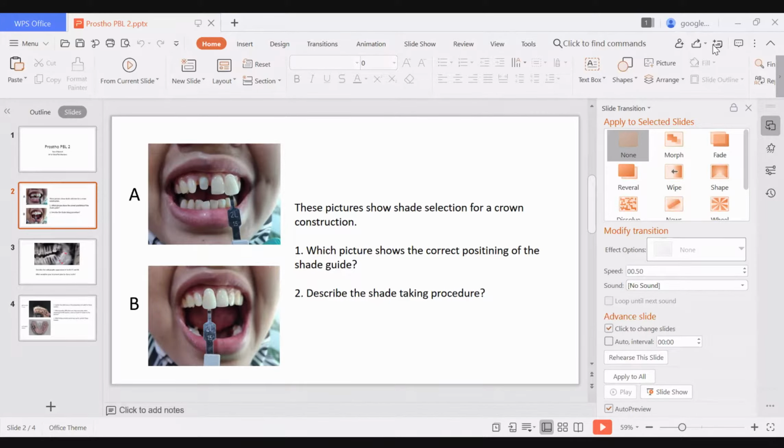Prof, I'm Zuhaira. I think the answer is B, because we can compare the shade guide to both the mesial and distal teeth. Okay. Right. Anybody else?